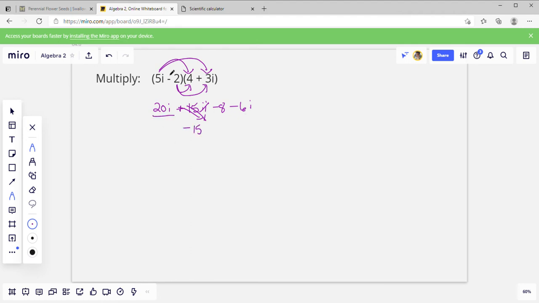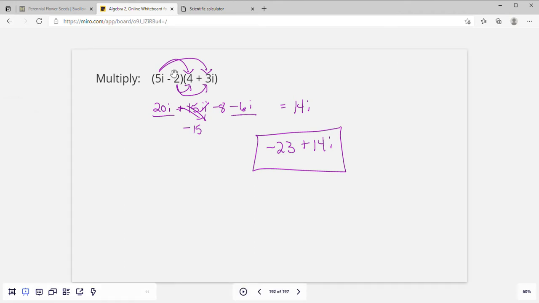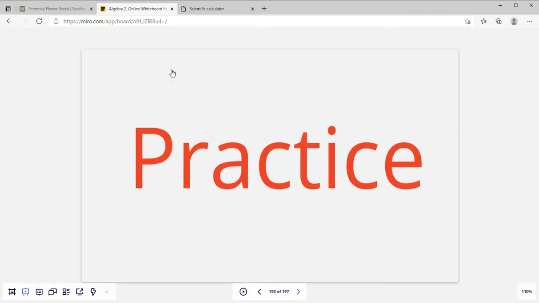So now I've got 20i minus 6i, which would be 14i. Negative 15 and 8 would be negative 23. I got to put that first. And there's the answer to that one. Those are all pretty easy. Alright, go ahead and work the practice problems, and I'll come back and work them for you.